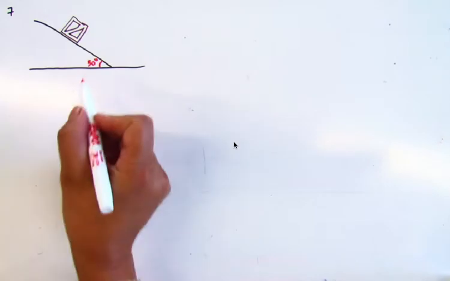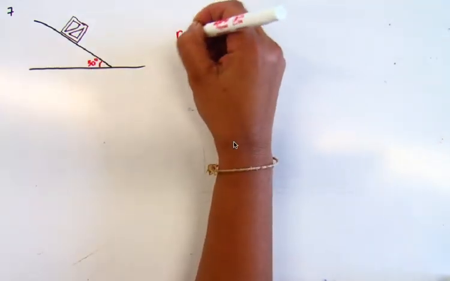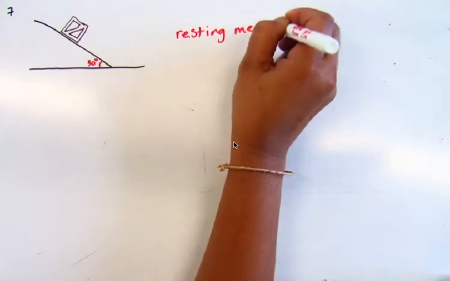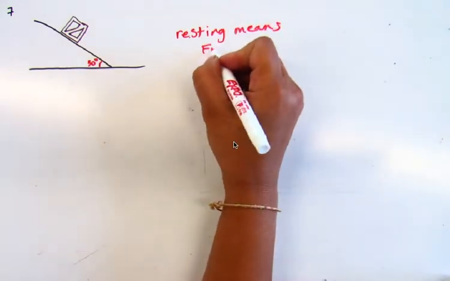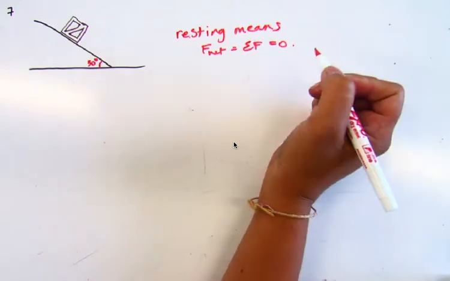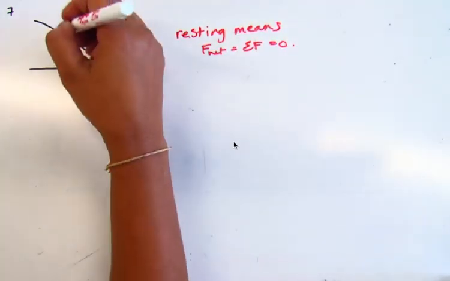So in this question number 7, we have a crate resting on a ramp, and the ramp is angled at 30 degrees. Resting means it's not moving. So F net, which is the sum of the forces, has to equal 0. So we know everything's balanced. So let's look at what's on here.